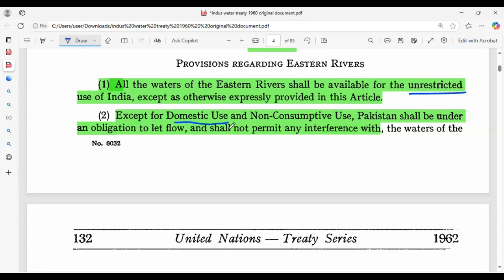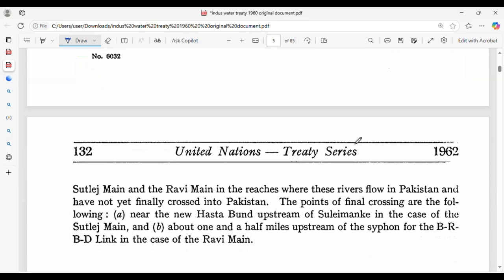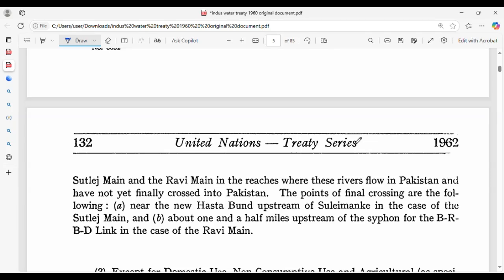Domestic use means Pakistan has the right to use the water of these rivers for domestic use and non-consumptive use. Pakistan shall be under an obligation to let flow and shall not permit any interference with, which means Pakistan does not have any right to interfere in the flow of water, but it can use the water of these rivers for agricultural use.